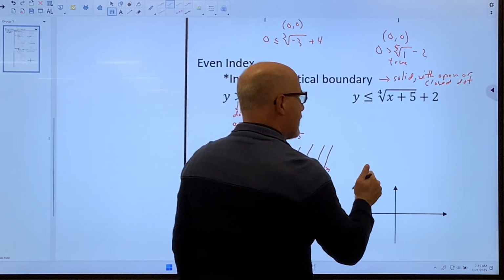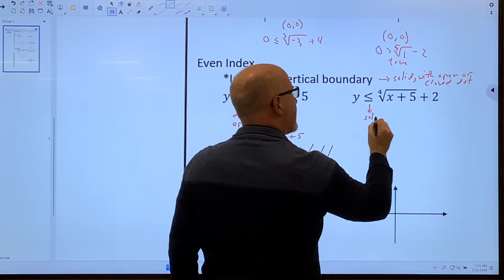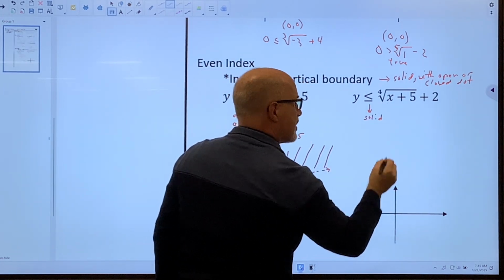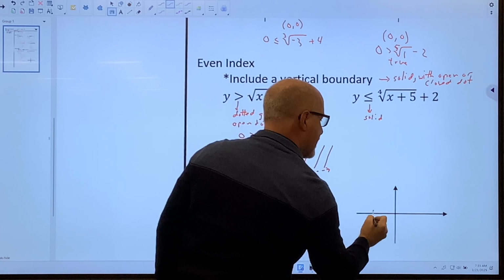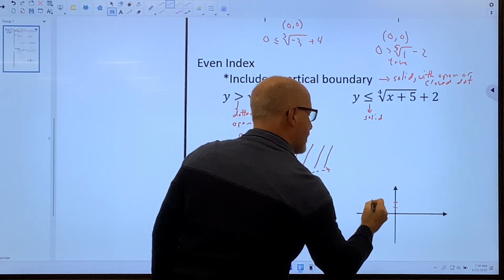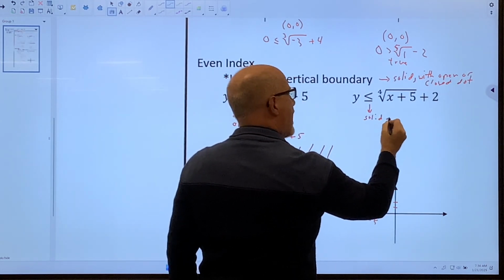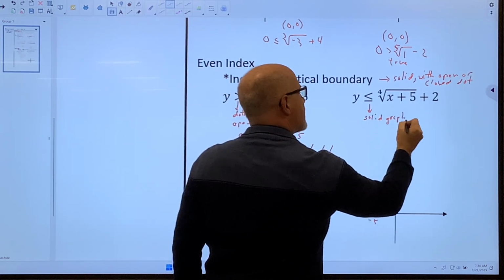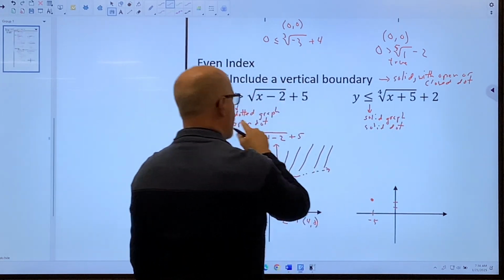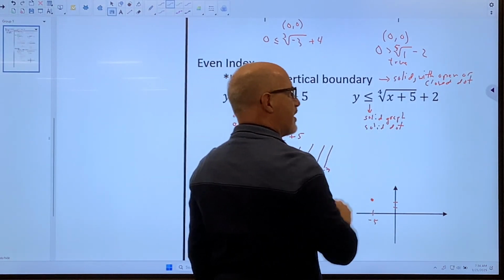Let's take a look at this one. This is going to be a solid graph. We're going to do the fourth root of x plus 5, so we're going to start at -5, out here at -5, up at 2, so I'm going to start right there with a solid dot. So this is not only a solid graph, but it's going to have a solid dot as well. Both of them, so either a dotted graph and an open dot, or a solid graph and a solid dot.